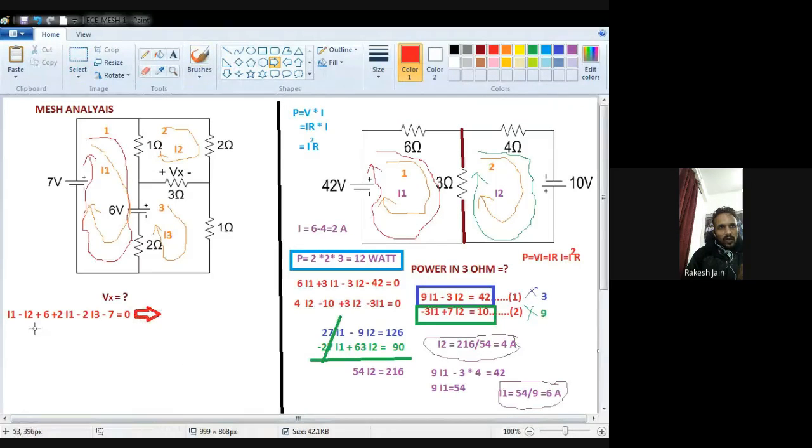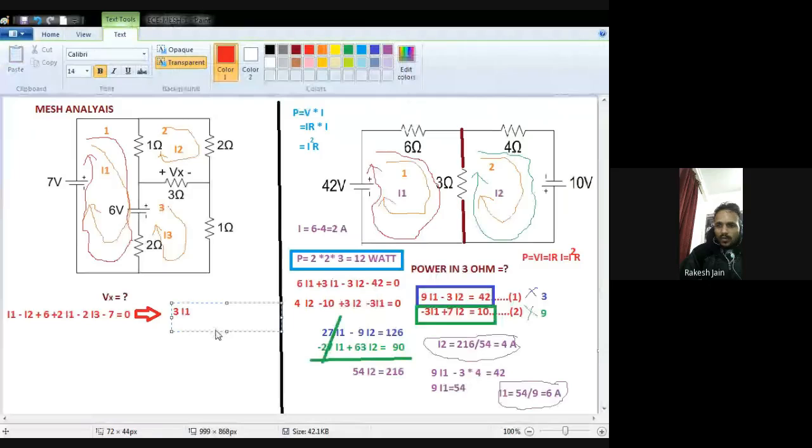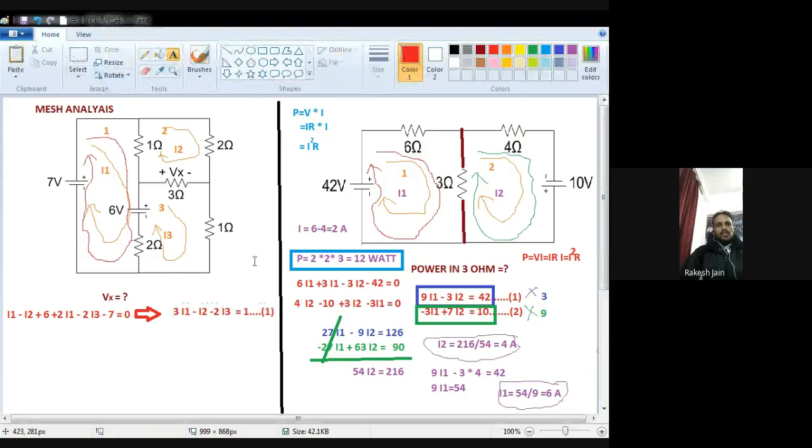By simplification it will be I1 plus 2 I1, so 2 plus 1, that is 3 I1. How many I2? Only 1, so minus I2. How many I3? Only 1, so minus 2 I3. And 6 minus 7 is minus 1, so on the right-hand side the sign changes and it becomes plus 1. So now this is my equation number first: 3 I1 minus I2 minus 2 I3 is equal to 1.